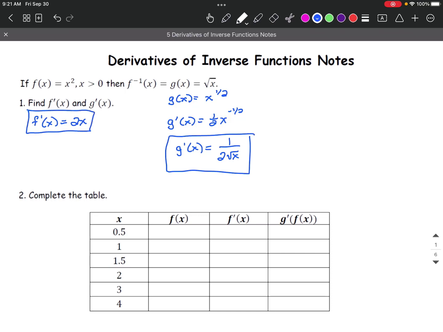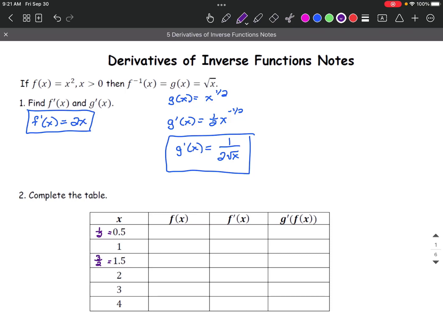Now, we're going to use our calculator in a moment to complete this table for these x values. And remember, 0.5 is really 1/2 and 1.5 is really 3/2. You'll see why I wrote it like that in a little while. Now, we're going to take these x values. We want to evaluate f of x, f prime of x, and g prime of f of x. So you can easily use your calculator for this.